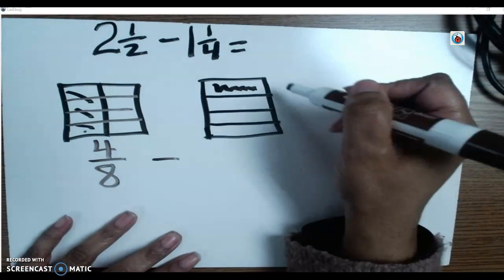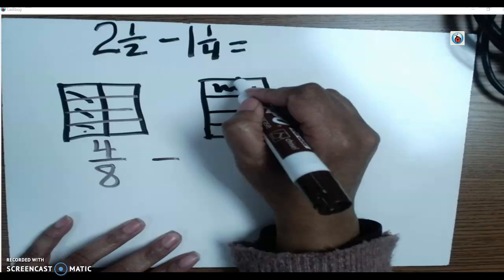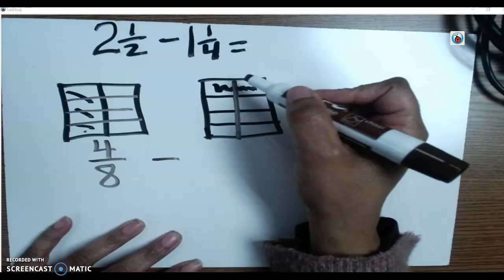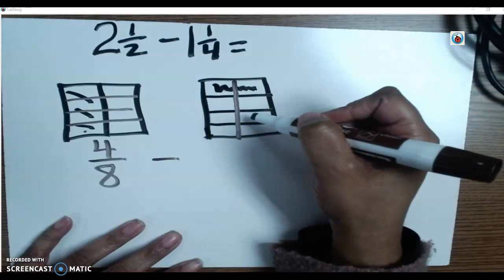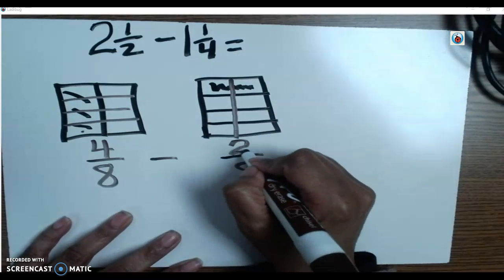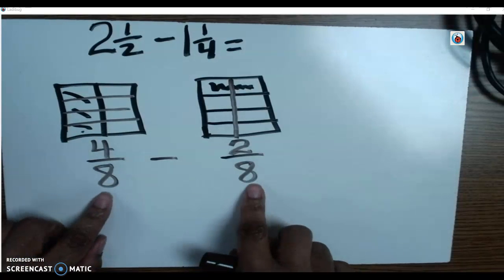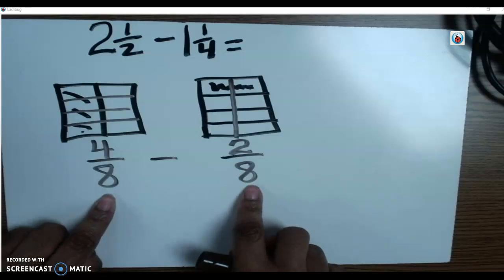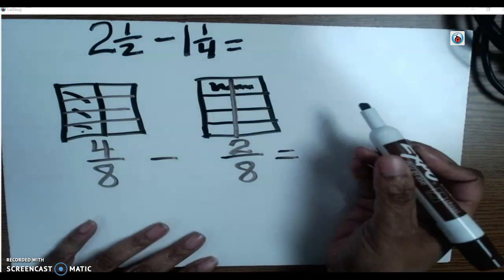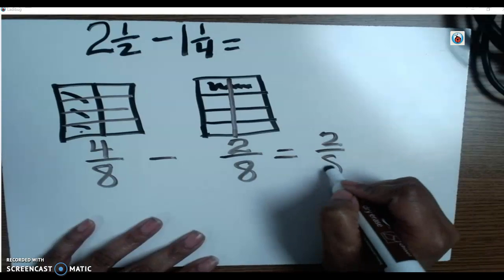Okay, so I'm going to come over here. I have my 4 parts, but I need to cut it in half. So I'm going to cut it in half. Now I have, let's see how many parts all together. 1, 2, 3, 4, 5, 6, 7, 8. So I have 8 parts all together, and 2 are shaded. Okay, now because I have equivalent or the same denominator, now I can subtract. So 4/8 minus 2/8 gives me 2/8.